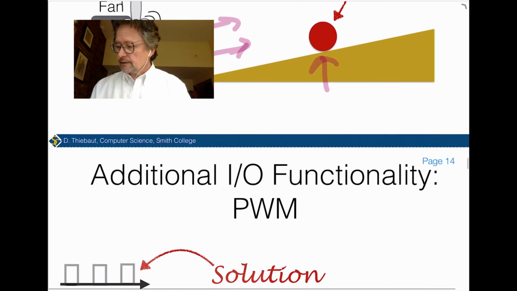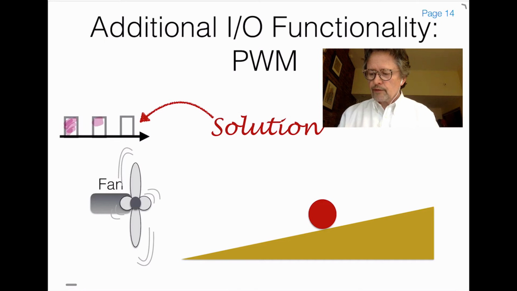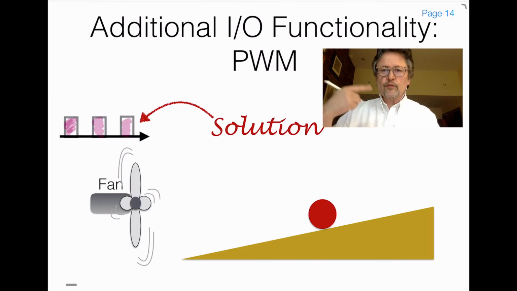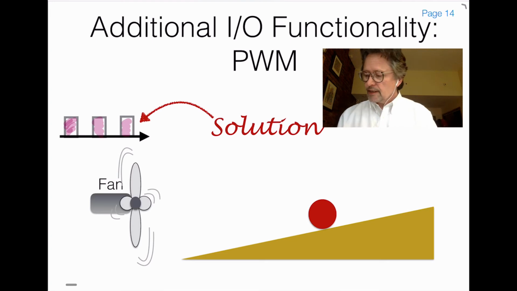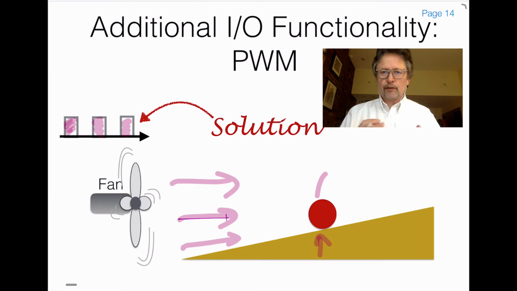One way to do that would be to use pulse width modulation, where I would very quickly, several hundred times a second, send little pulses to the motor so that it would not turn at maximum speed. So I could modulate the speed that way. By adjusting the width of that pulse, I should be able to generate enough wind here to keep the ball stable right here. That's the idea of pulse width modulation.